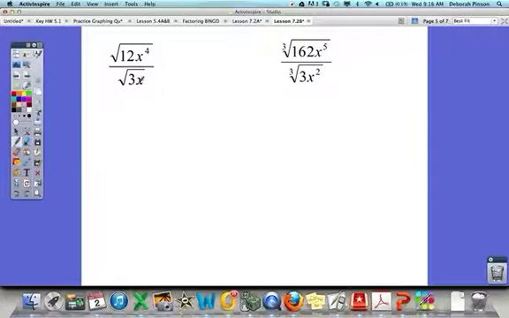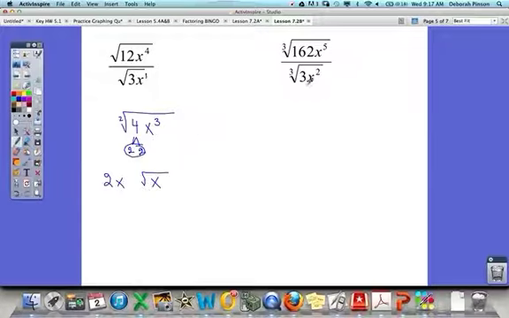Okay, so looking at this first one, I think I'm going to try to divide first. So 12 divided by 3 is 4. And x to the fourth divided by x to the first is x to the third, 4 minus 1. Now this is square root, so I'm looking for groups of 2 of a kind. So I'll have 2, square root of 4 is 2. Now with the x to the third, 2 goes into 3 one time with 1 left over. So the leftover goes inside.